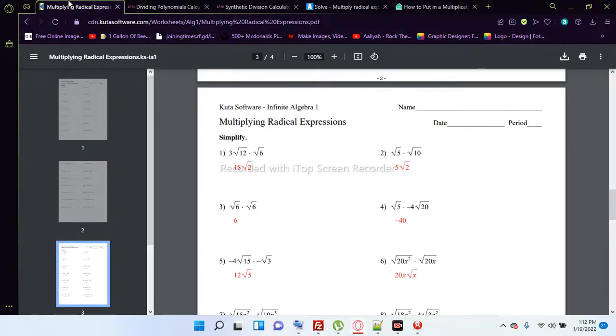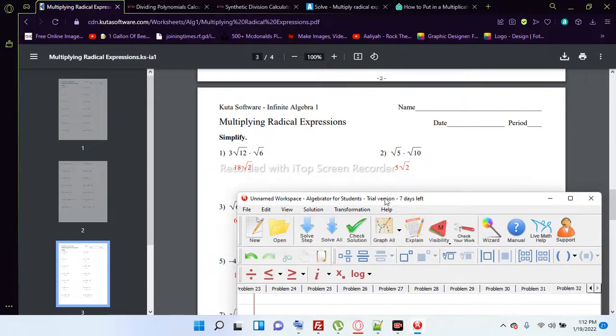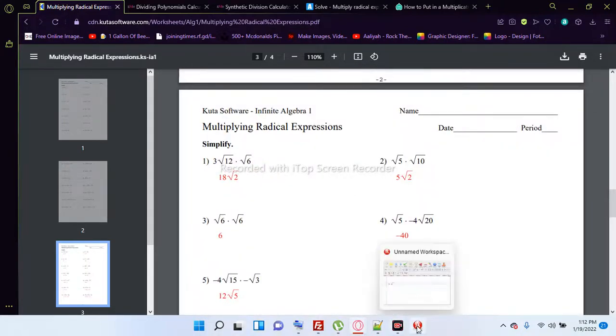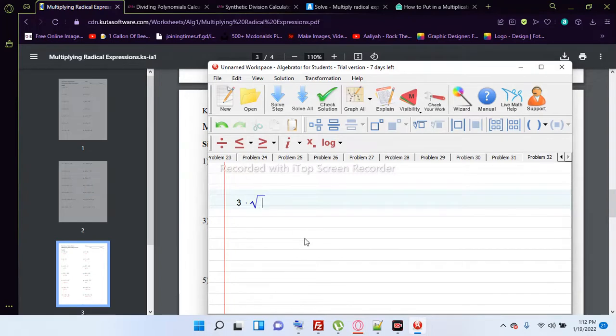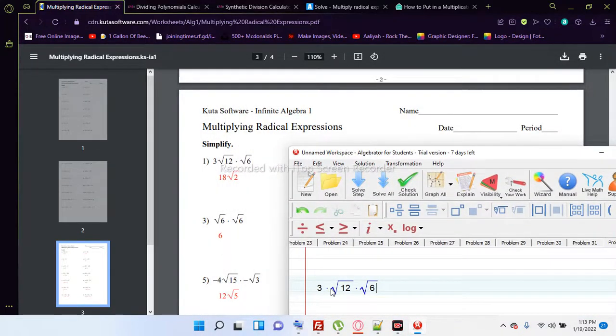So it's 3 radical 12 times radical 6. That's right in here. Yep, 3 radical 12. There it goes. Shift asterisk times a radical 6. There we go, people. I think we're going to win here. And we're going to solve 3 times 12. What is this 3 dot 12 here? Okay, why does it say that? Get that out of there.